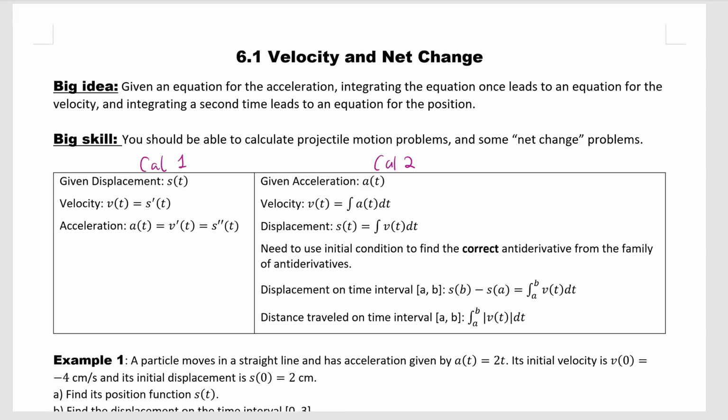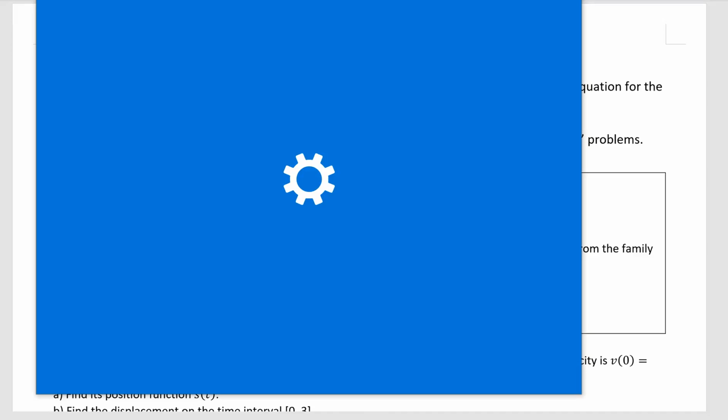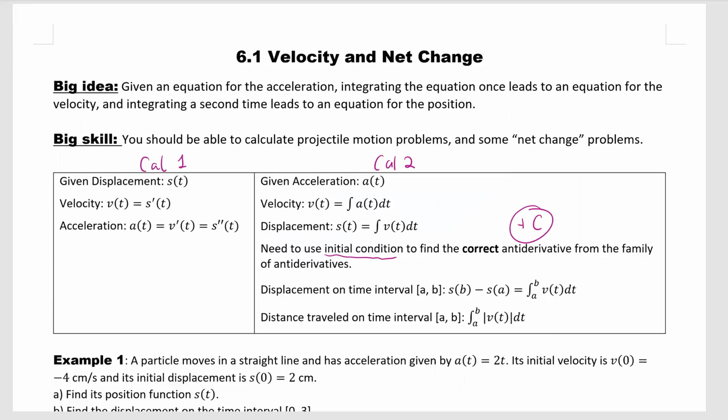However, remember, when you take the derivative, you only get a single function. But when you take the antiderivative, you get a family of functions. So you have the plus c at the end, remember? You need to use the initial conditions, initial velocity and initial displacement, to solve for c, to find the correct antiderivative from the family of antiderivatives.